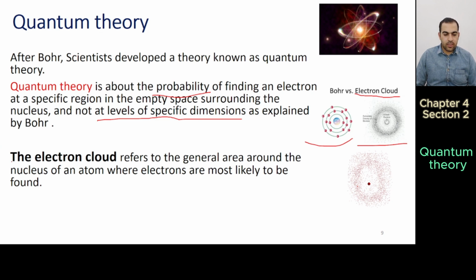So we have the electron cloud. The electron cloud refers to what? The general area around the nucleus. I think you remember that in chapter 3 section 1 we said the electron cloud is the region that surrounds the nucleus where we can find the electron. So look here, this is the nucleus, and this is the picture of one electron that moves around the nucleus. You see the place where we can find this electron, it's called the electron cloud.